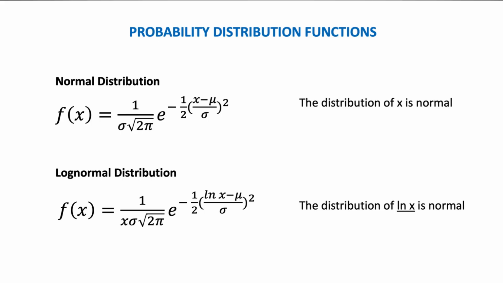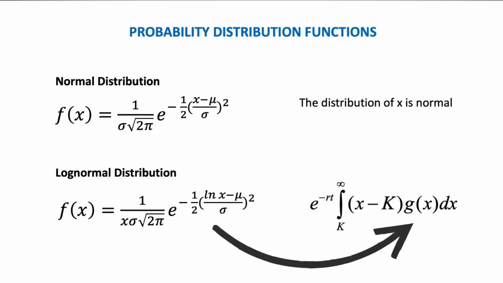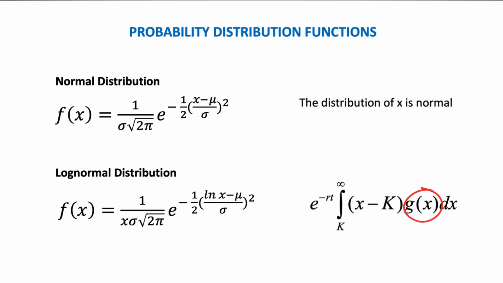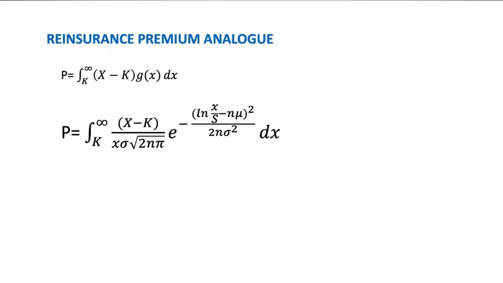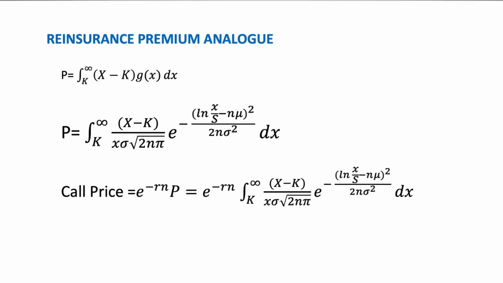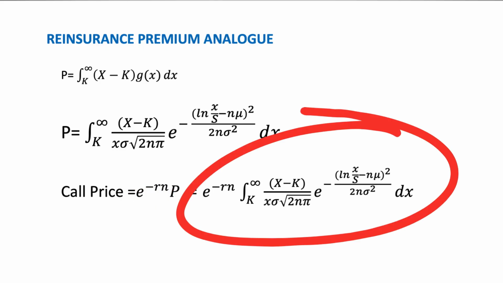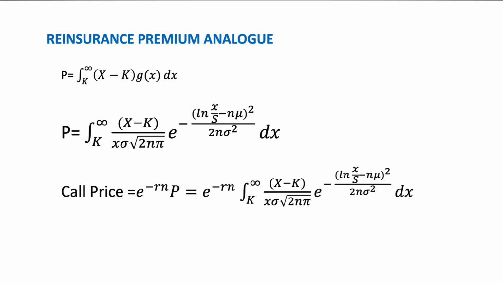Now, assuming log normality, we can now attach a probability distribution function to g of x as follows to get the reinsurance premium analog. And we did this last time. So what's going to be new is that we're now going to attach the log normal PDF into this formula, where we replace g of x with the probability distribution function for log normal distributions. Next, we get the present value of this reinsurance premium using the risk-free rate of return. And now we have the price of the call option. And for our purposes, because it really looks horrible, we'll just call it the horribly complicated log normal call price.